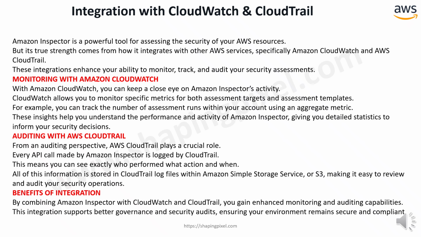Auditing with AWS CloudTrail. From an auditing perspective, AWS CloudTrail plays a crucial role. Every API call made by Amazon Inspector is logged by CloudTrail. This means you can see exactly who performed what action and when. All of this information is stored in CloudTrail log files within Amazon Simple Storage Service, or S3, making it easy to review and audit your security operations.